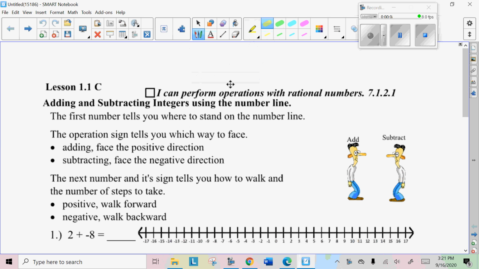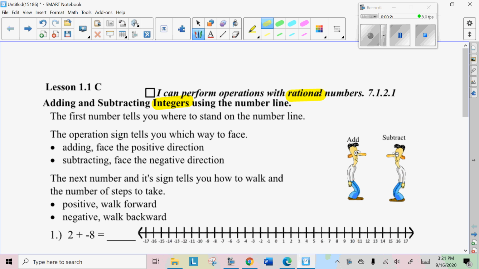It's Mr. Hermanson again. Today we're going to learn how to use a number line to help us add and subtract positive and negative numbers, which are known as integers. Unless they have decimals and fractions on them, then we consider them to be rational numbers.